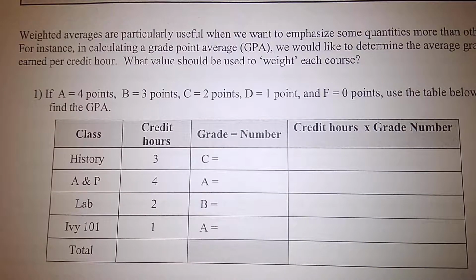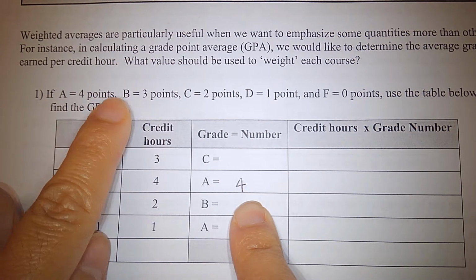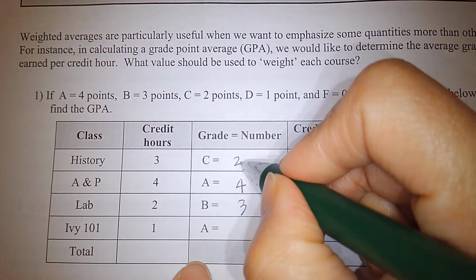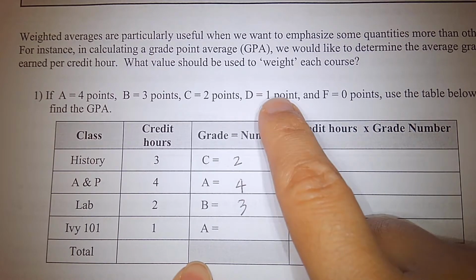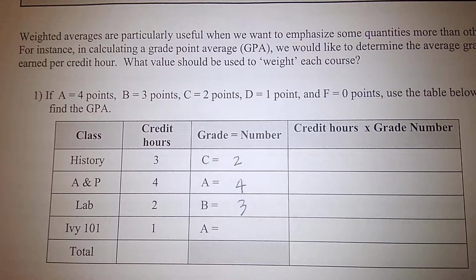Okay, so everybody knows this, right? If you get a letter A for some class, what is the grade number for us? 4, right? So A corresponds to 4 points. B corresponds to 3 points. C corresponds to 2 points. And D corresponds to 1 point. F, if you fail the class, you don't get any points for that class. But you still have 3 credit hours there, with 0 points on that class.